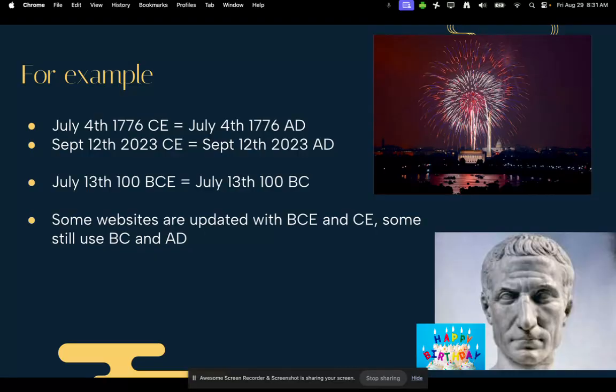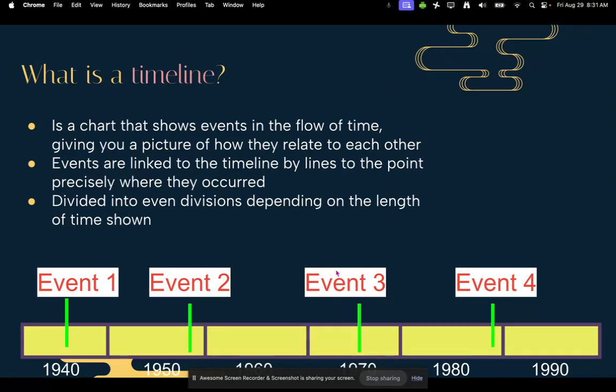So some websites are still updated with the BCE and CE, but some are still kind of old and use the BC and AD. The reason I'm explaining this is because when we do research projects and stuff like that, you might come across a website that uses BC and AD and another one that uses BCE and CE, and I just don't want to confuse you. They literally mean the same thing.